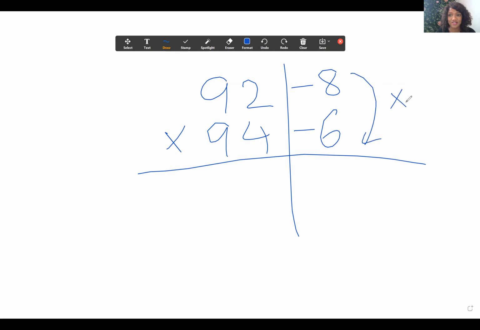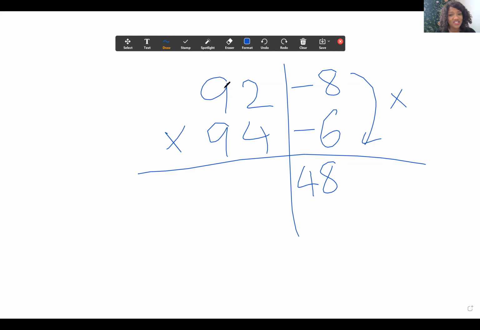So we have to figure out how far 92 is from 100. And that's 8. And 94 is 6 away from 100. Fantastic. So we do 8 times 6, which is 48. Then we do 94 take away 8, or you can also do 92 take away 6. It can be one or the other.